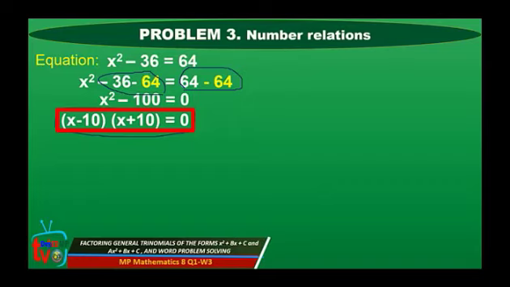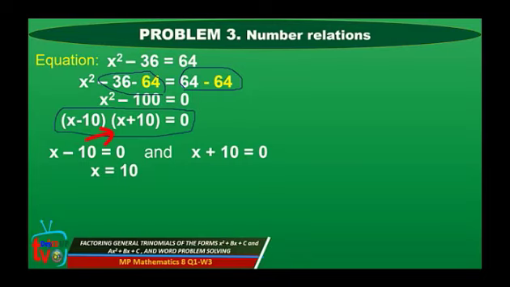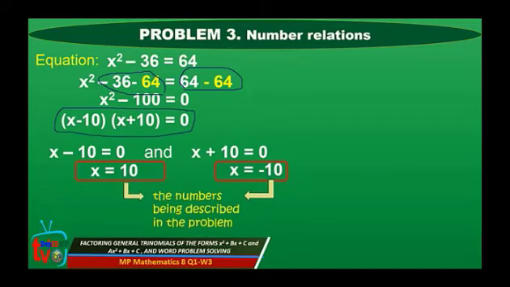To solve for x, we need to equate each factor to 0. So we have x minus 10 equals 0, and also x plus 10 equals 0. To solve for x, we transpose negative 10 to the right side of the equation. Therefore, x is equal to positive 10. The same with x plus 10. We transpose positive 10 to the right. It will become x is equal to negative 10. Therefore, from our solution, we can say that the numbers are 10 and negative 10.